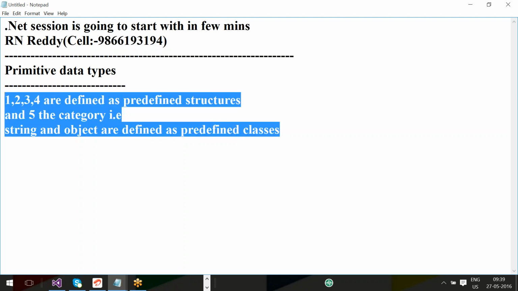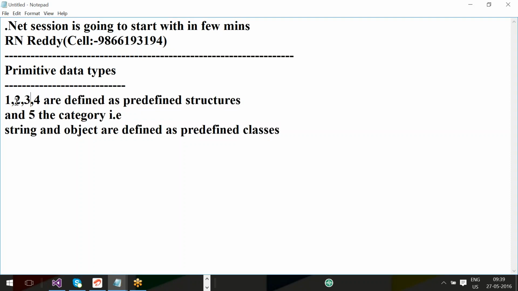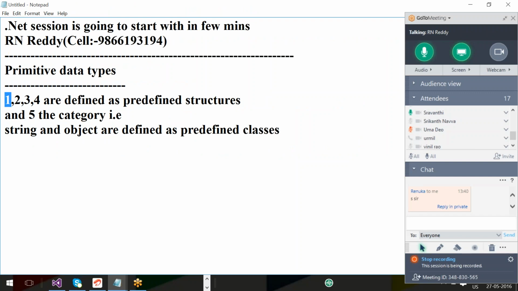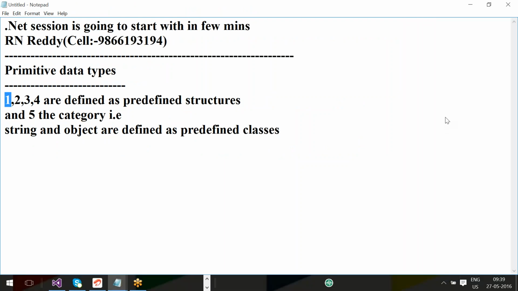Whatever primitive data types we have seen, first, what is the first category? Numerical data types. How many numerical data types are there, Shravanti? Two kinds, signed and unsigned. That means 4 are signed, 4 are unsigned. Totally, you have 4 plus 4, 8 data types.